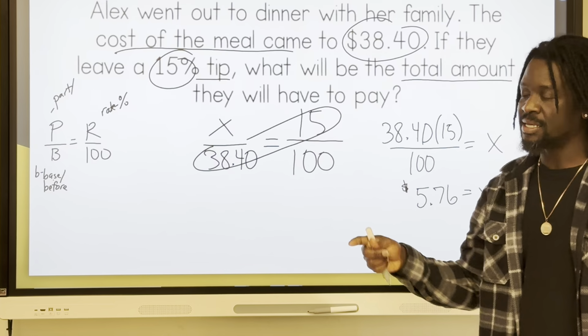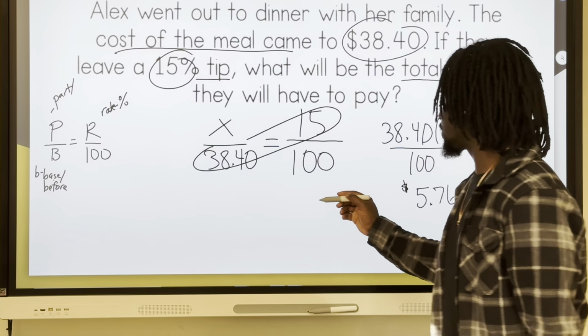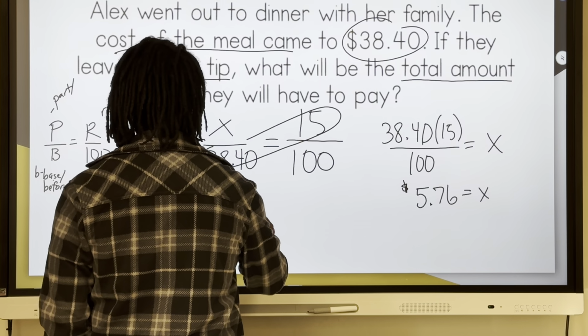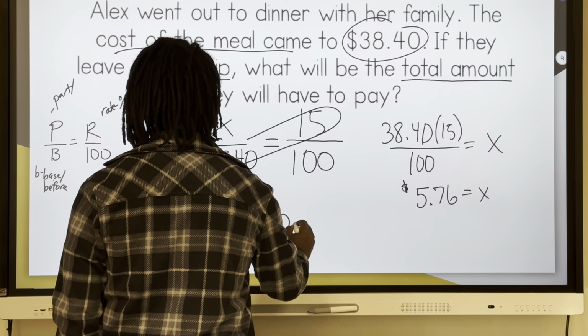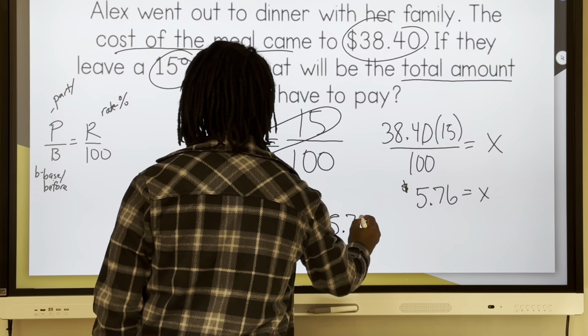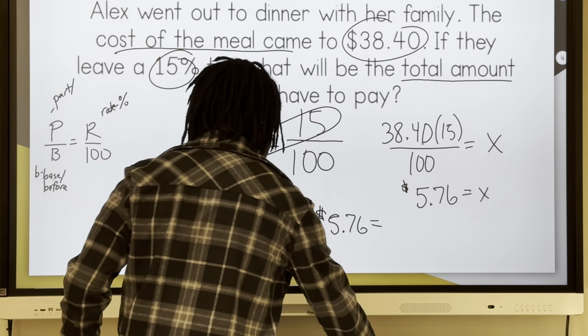need to add the tip amount to the original cost. And so again, tip is being added. So I'm going to take the $38 and the 40 cents. I'm going to add the tip that we are giving. And that is going to give me my new total in the end.